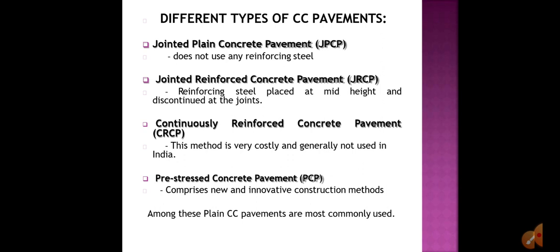And one more, next is the continuous reinforced concrete pavement. This method is very costly and generally not used in India. Here you lay a continuous slab with reinforcement. As the reinforcement cost increases, obviously the pavement cost also increases, so in that sense we do not use CRCP. The next is the pre-stressed concrete pavement, which is a new and innovative construction taking place in recent trends.